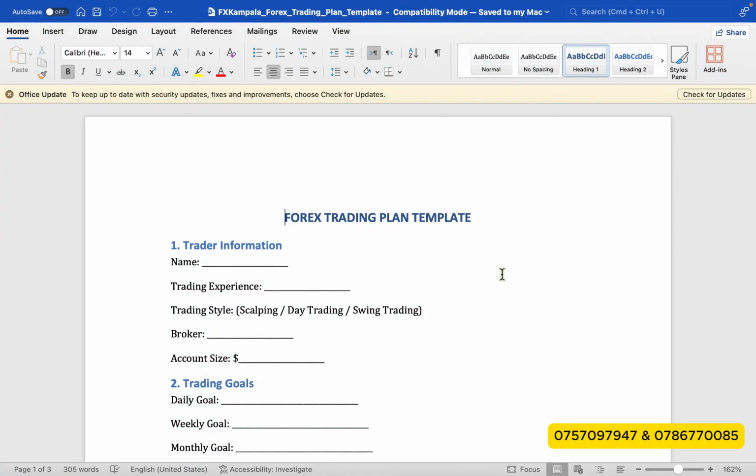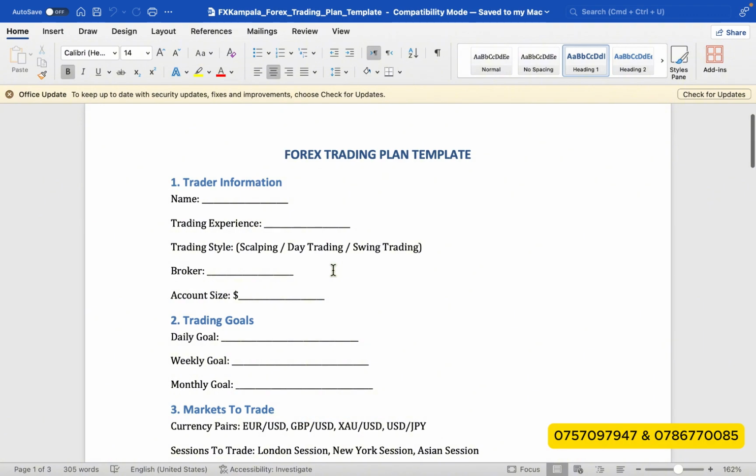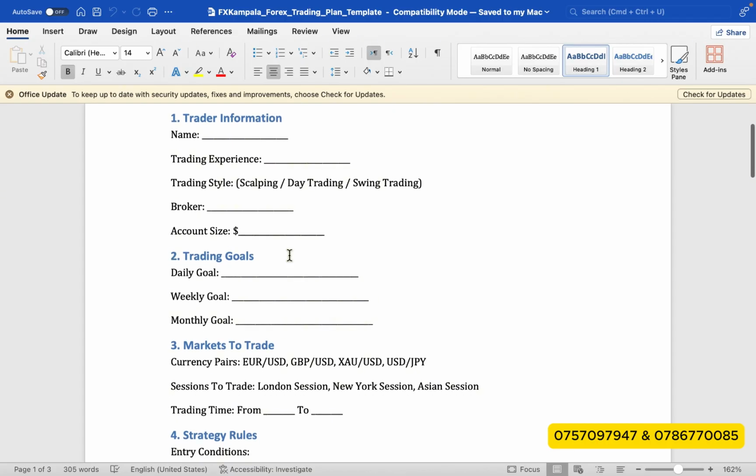This is a simple template of how a trading plan should look, and I've made it simple and also private. A simple trading plan should have the trader's information, so you can put your name here, your trading experience, and the style of trader you are: a scalper, an intraday trader, a swing trader, or a position trader. Then you can also put the broker, because you're now going professional and formal. Then you also need to put the account size, how much your capital is. Any trading plan should have this.